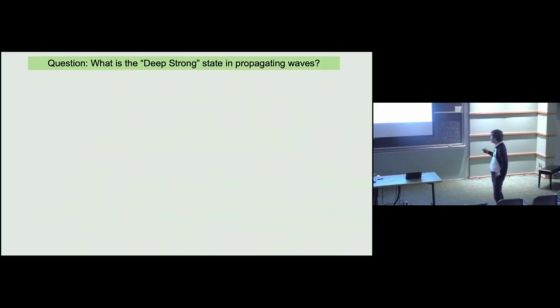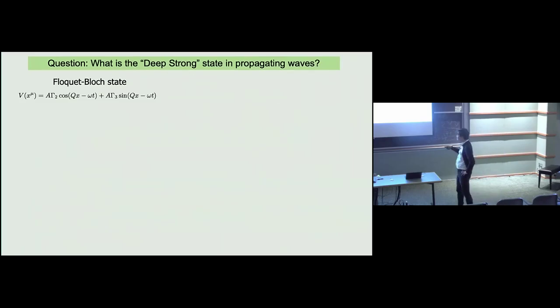First of all, let's see what this deep strong state would mean. As I already mentioned, we will start with this propagating wave first. This is the general situation, but let's take some limits. In the case of the Fourier-Bloch state, this is because we have this cosine which depends on qx and omega t. So this is periodic both in time and space. So if I have an electronic state in this wave, my state will be a Fourier-Bloch state just by this perturbation.